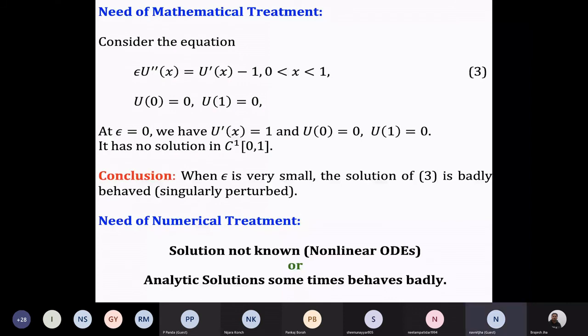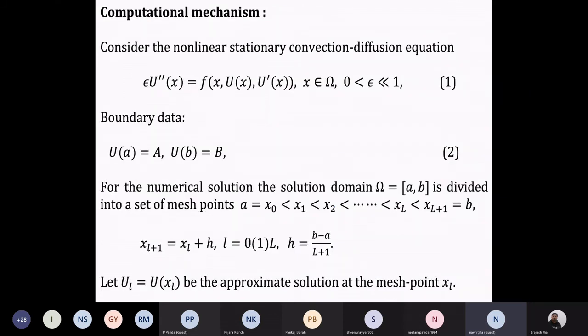Now see this computational mechanism, what is happening? Instead of considering a particular equation, I am going to take the non-linear stationary convection diffusion equation in a big category: epsilon u double derivative equal to a function of x, u, and u derivative. The same way we can move to the time dependent problem also. And here the boundary data is given as this.